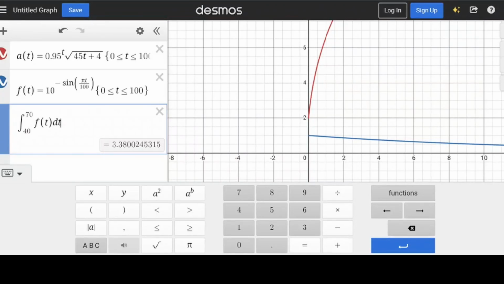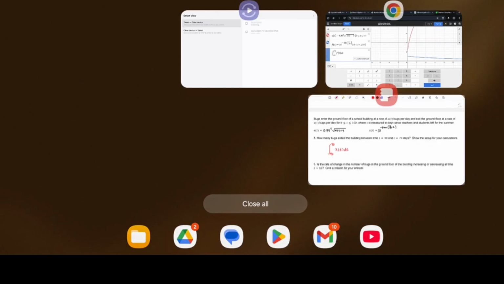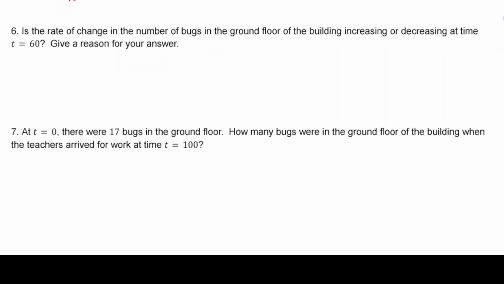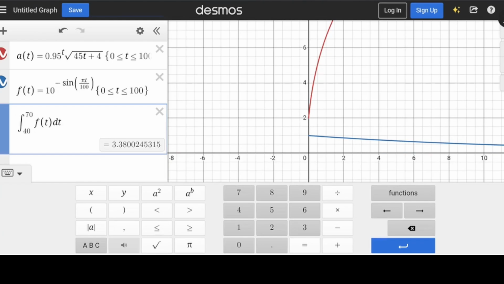3.380. Is that really how many bugs exited the building? Okay, I guess we really don't have very many bugs exiting the building in this scenario. But it doesn't seem to me like in my building the bugs exit very often, and I've already forgotten what the value was. Kind of not thinking that's what I got the last time I worked this problem. Let me make sure everything's okay.